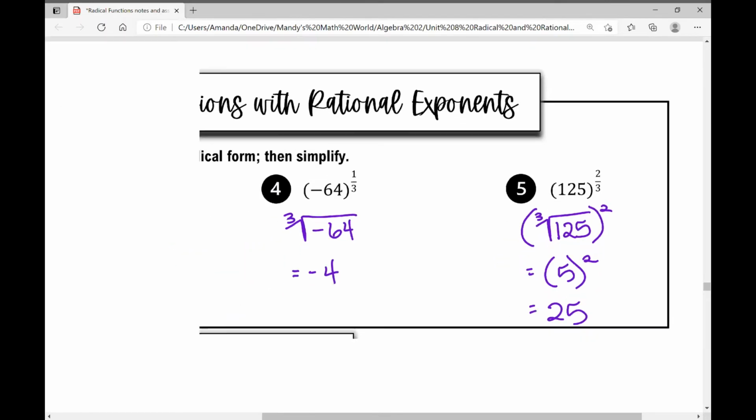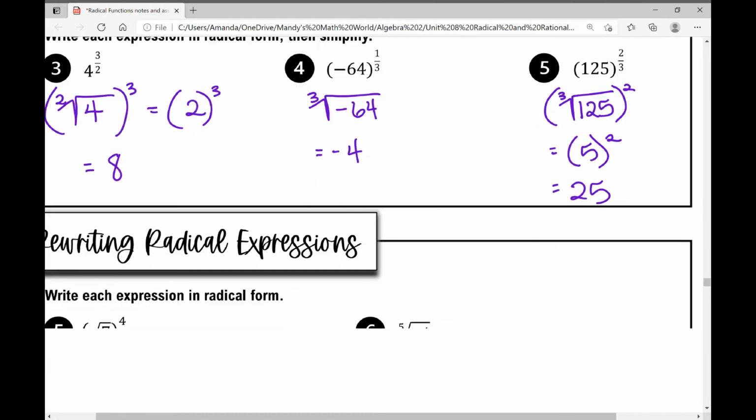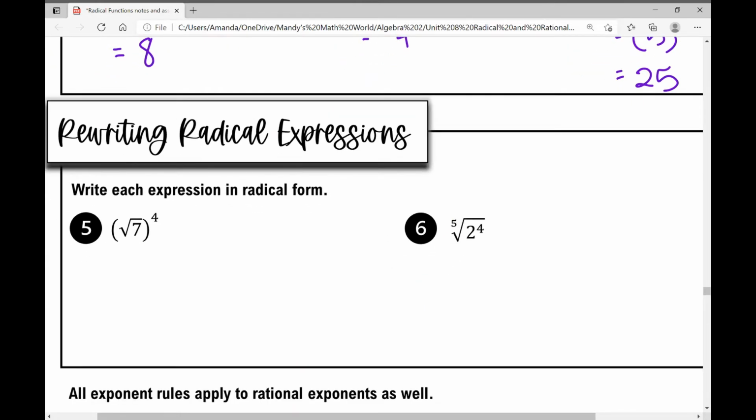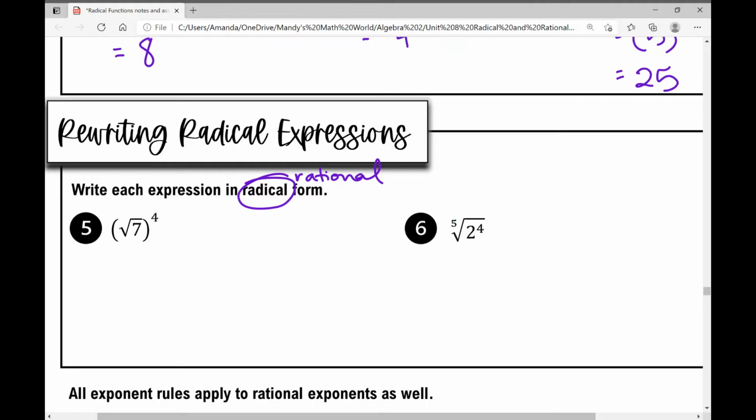And the next section involves rewriting radical expressions. So in the first section, we were given expressions involving rational exponents, and now we're given radical expressions, and we're asked to write each expression in, this should say, rational form. And I will change that on your notes. So we're going to write it as rational. So remember, power over root, and if you want to rewrite that off to the side, power over root, absolutely do that. Whatever little reminders you need to write on your sheet, always do that.